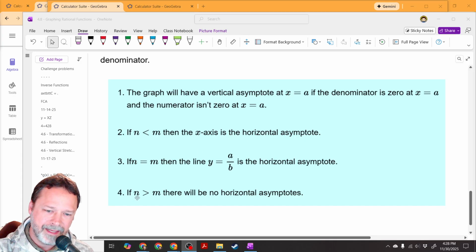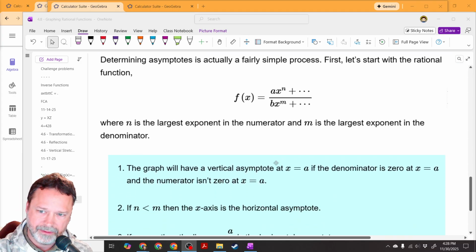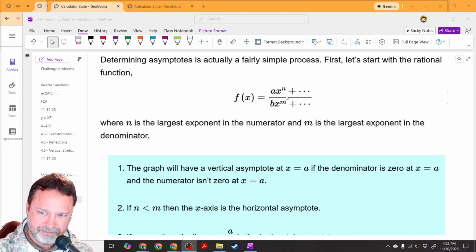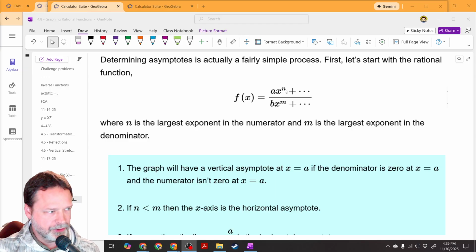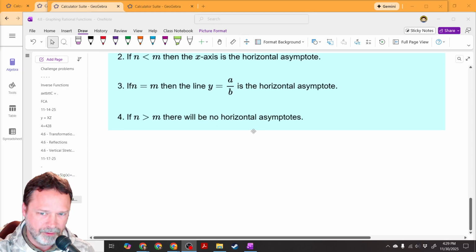And then if n is greater than m, there will be no horizontal asymptote. In other words, if n, the degree of the numerator, is larger, then the numerator just takes over altogether. As we plug in larger and larger values, the whole thing is just going to get bigger and bigger, because the numerator is getting bigger faster than the denominator. It's just going to blow up. There won't be a horizontal asymptote.